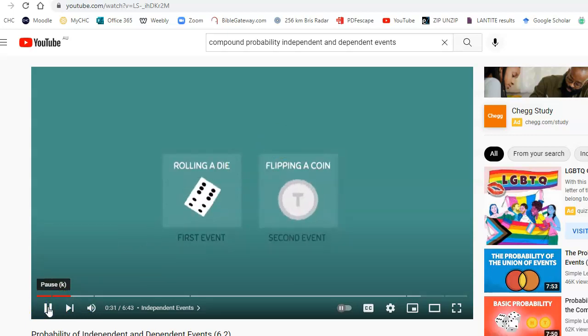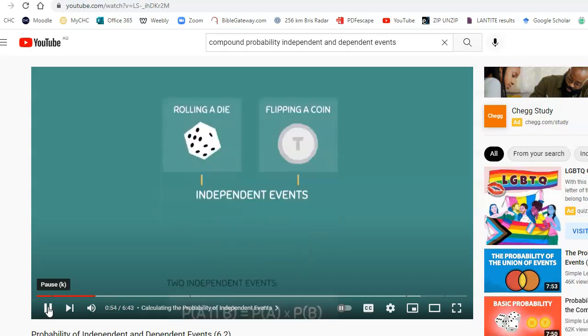Die, and the second event is flipping a coin. Because the outcome of the first event does not affect the outcome of the second event, these events are said to be independent events. In other words, rolling a 6 doesn't increase or decrease the probability of a coin landing on heads or tails. The probability of getting heads is 0.5, and it stays that way regardless of what you roll.